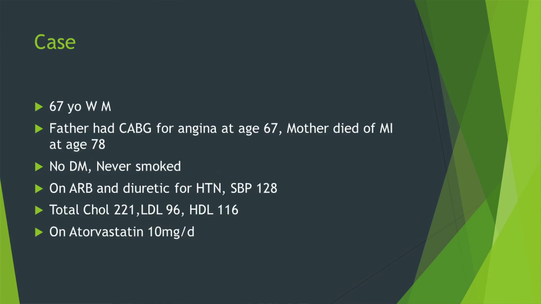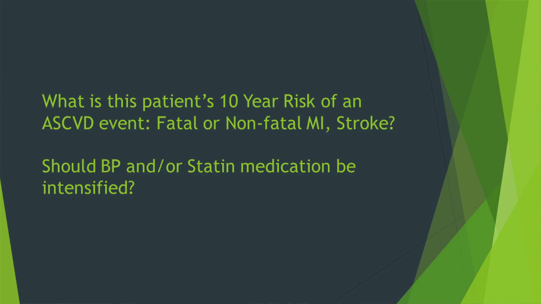Okay, so this is the case real quickly. 67-year-old white male, father had a CABG for angina at 67, mother died of an MI at 78, no diabetes, never smoked, on an ARB and a diuretic for hypertension, which is controlled with a blood pressure of about 128. Cholesterol 221, LDL 96, and an HDL very elevated at 116 on atorvastatin. So what is this patient's 10-year risk of an atherosclerotic vascular disease event, which means either a fatal or non-fatal stroke or MI? And should the blood pressure and/or statin medication be intensified based on that prediction?